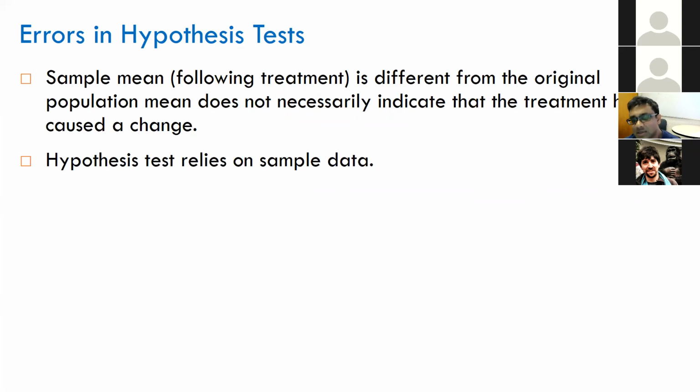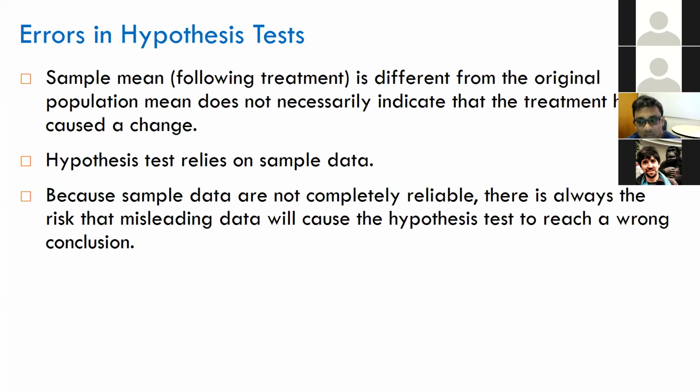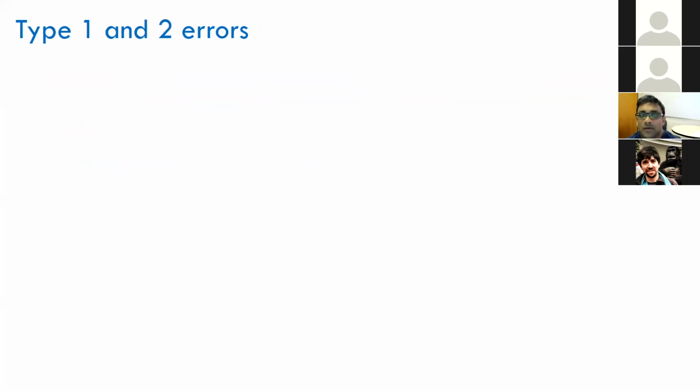Hypothesis tests depend entirely on your sample data, not your population data, right? So if your sample data is not reliable, it misleads your conclusion or the hypothesis. There are mainly 2 types of errors: one is type 1 error, the other is type 2 error. What's a type 1 error?